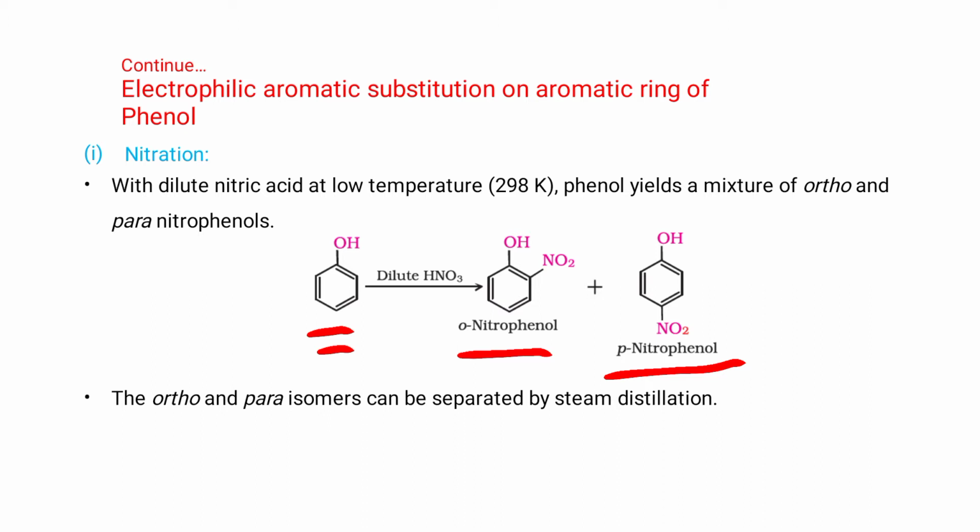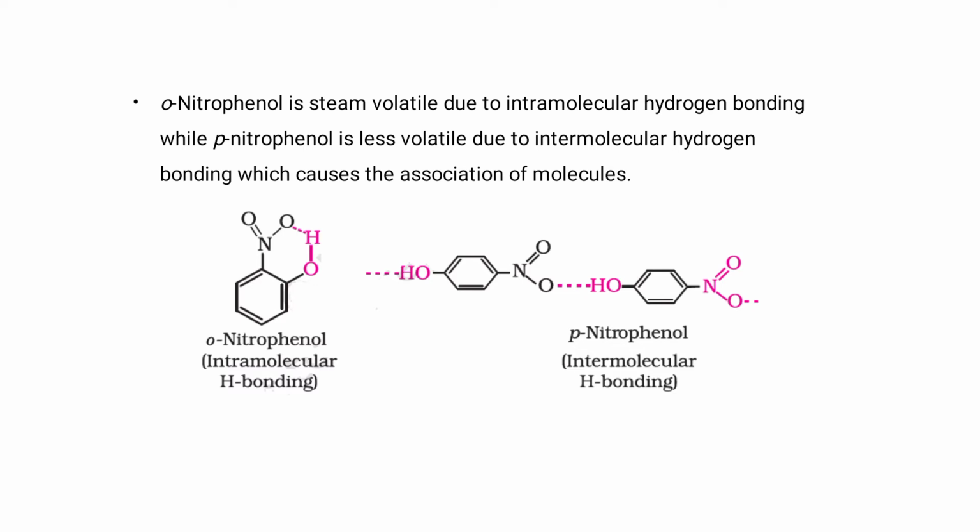We can separate them by steam distillation because there is some difference in their boiling points, and this reaction takes place at low temperature, at 298 Kelvin. Ortho-nitrophenol is steam volatile due to intramolecular hydrogen bonding, while para-nitrophenol is less volatile due to intermolecular hydrogen bonding, which causes the association of molecules.